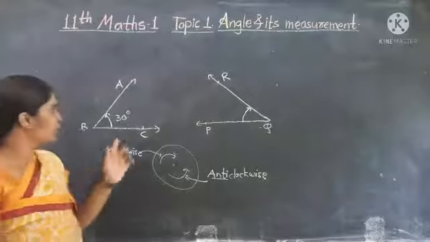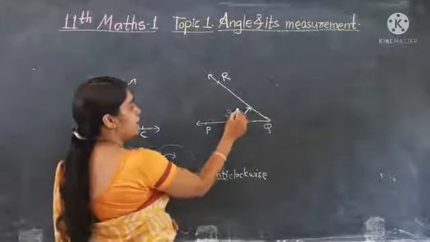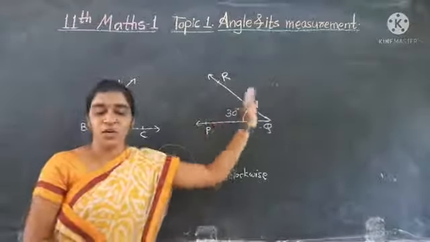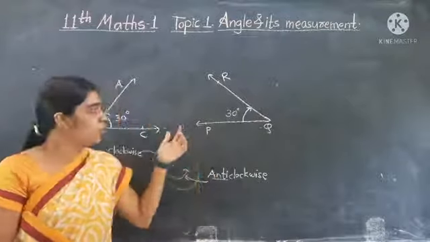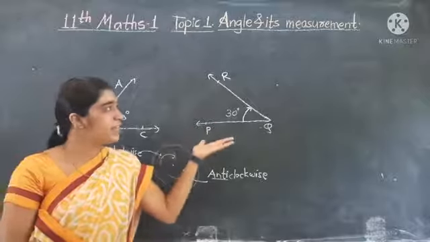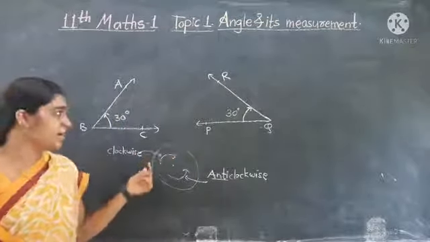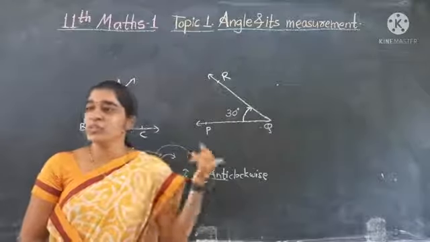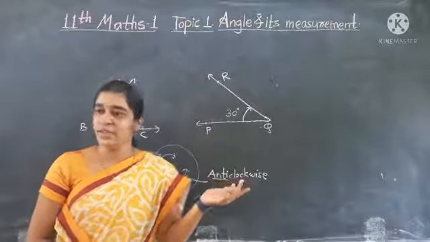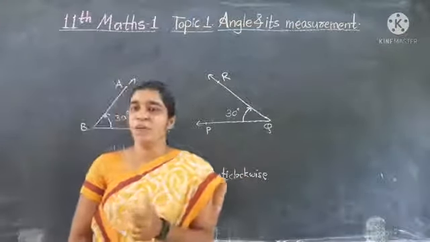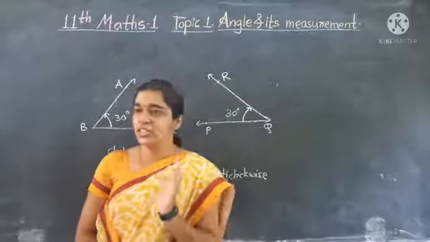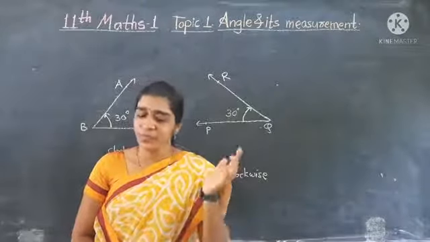Anti-clockwise direction. Here both angles are of 30 degrees, but the difference is this is in anti-clockwise direction and this is in clockwise direction. So we will see how to write this angle in anti-clockwise direction and in clockwise direction, and how to measure it. Somewhere angles are positive, somewhere angles are negative. You had not learned this earlier up to 10th standard, but in 11th standard we will see how to measure angles in clockwise and anti-clockwise direction and their signs.